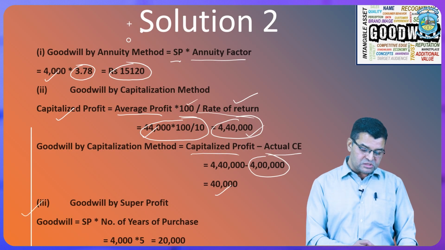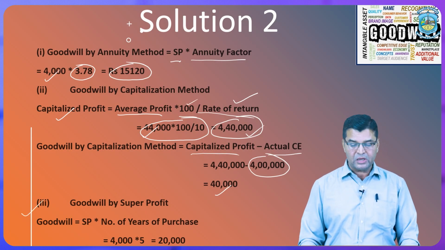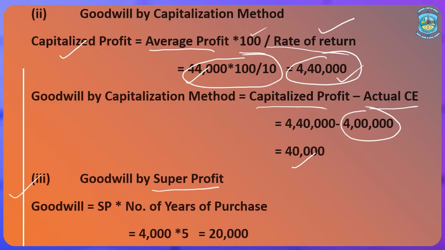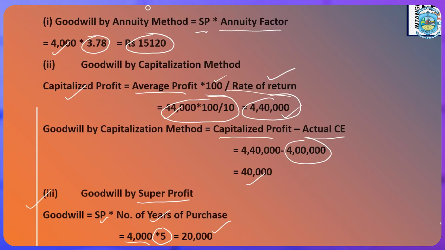And according to the third method, goodwill by super profit method, as all of you know, the formula is super profit into number of years' purchase, which is already given as 5 years in the question. If we multiply this super profit of rupees 4,000 with 5 years, we will get 20,000 rupees worth of goodwill. And finally, these are the methods of valuation of goodwill.